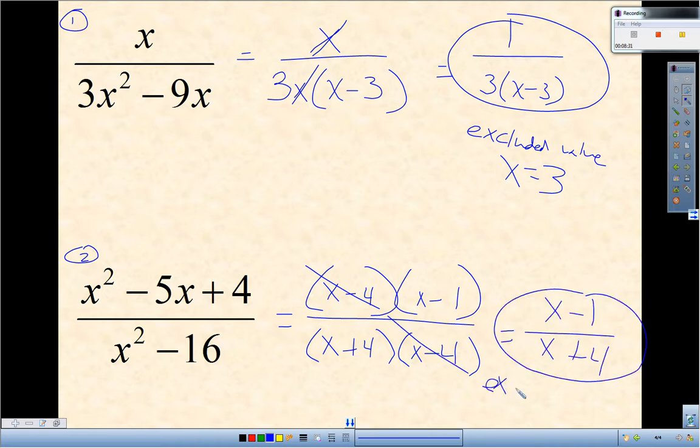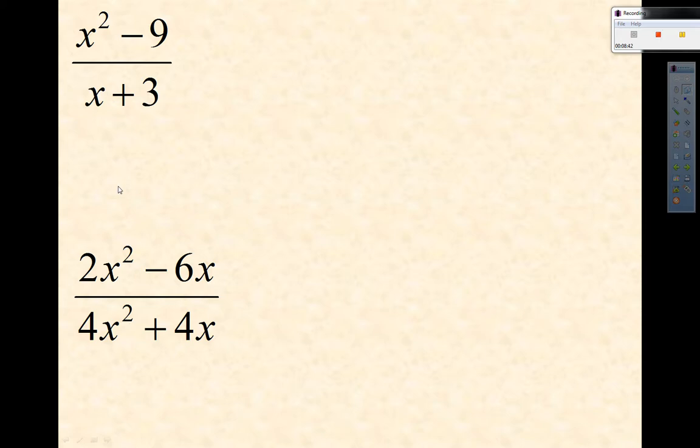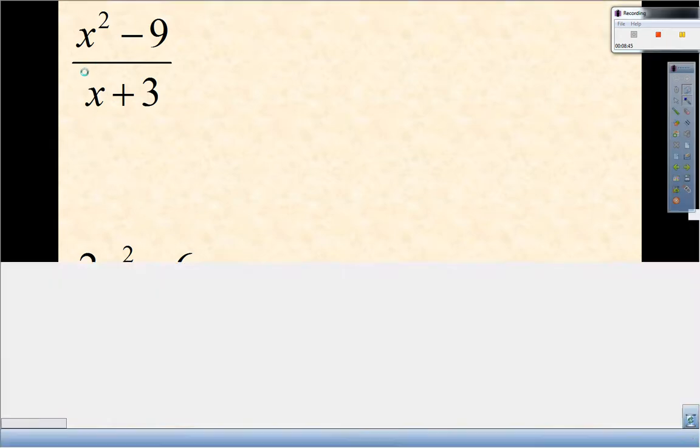And I do have an excluded value of x is equal to negative 4, because if I plug in a negative 4 for x, I'm going to get negative 4 plus 4, which is 0, and that's not good in a denominator. Alright, last one.